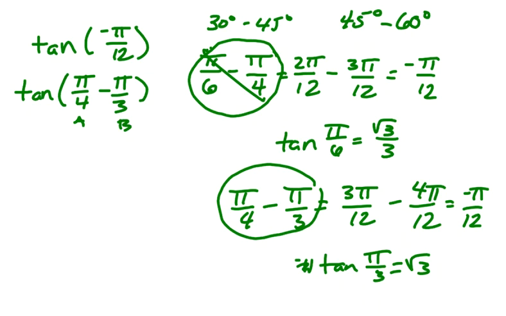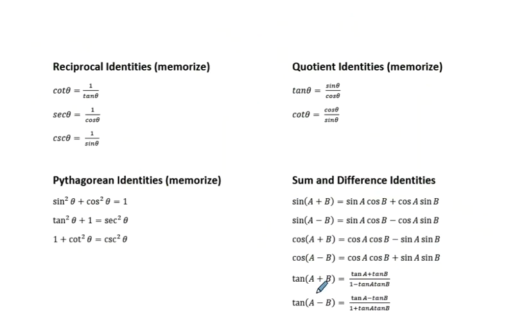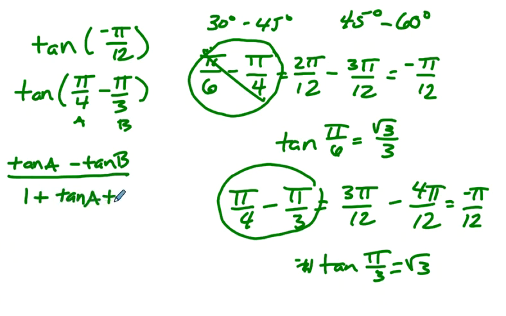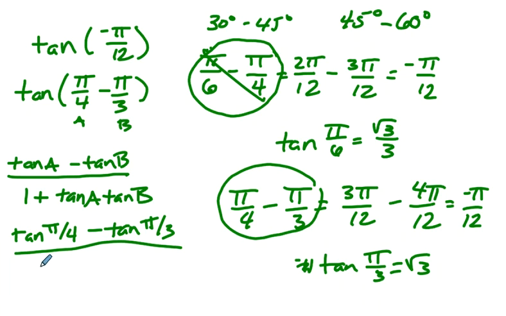Okay, looking back at your formula, if I'm going to do tangent A minus B, it's tangent A minus tangent B over 1 plus tan A tan B. So formula first: tangent A minus tangent B over 1 plus tangent A tangent B. So I'm going to do tangent pi over 4 minus tangent pi over 3, over 1 plus tangent pi over 4, tangent pi over 3.